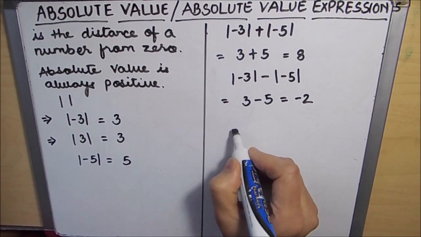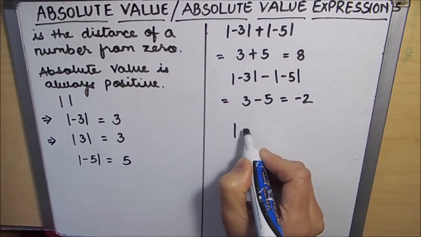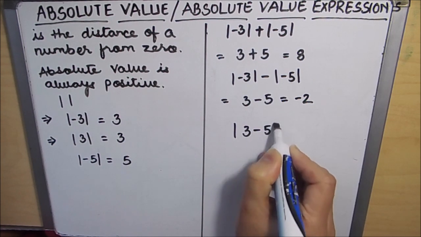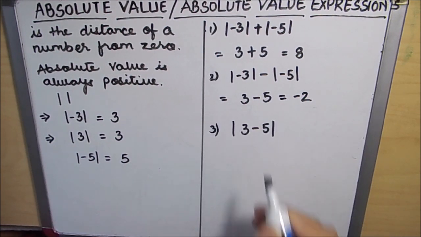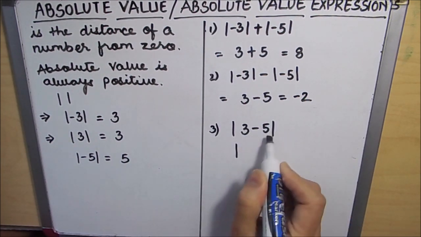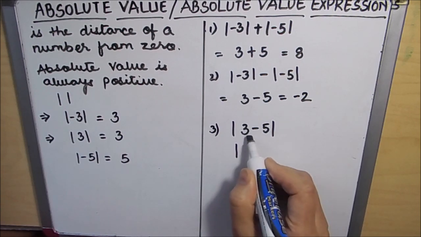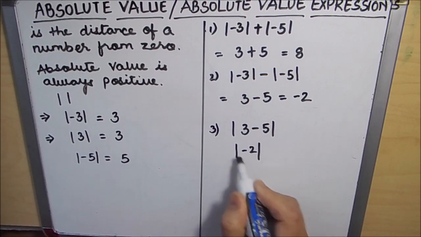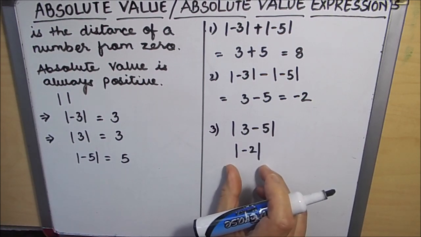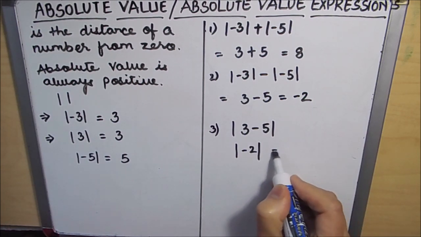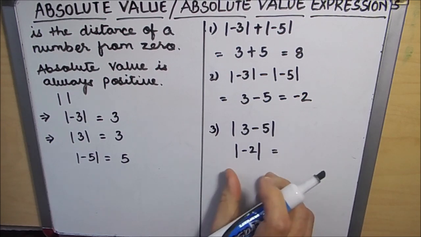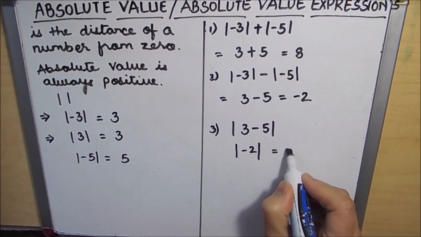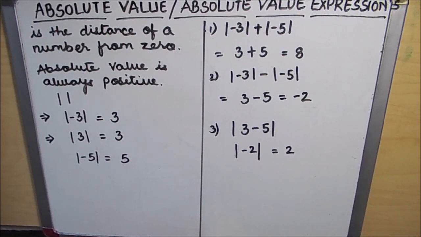Let's solve one more expression in which we have the numbers 3 minus 5. What is the absolute value of this expression? If we solve this expression, we get 3 minus 5 as -2, but the -2 is inside the absolute value sign. So after finding the absolute value of this -2, we are going to get +2 as our answer.